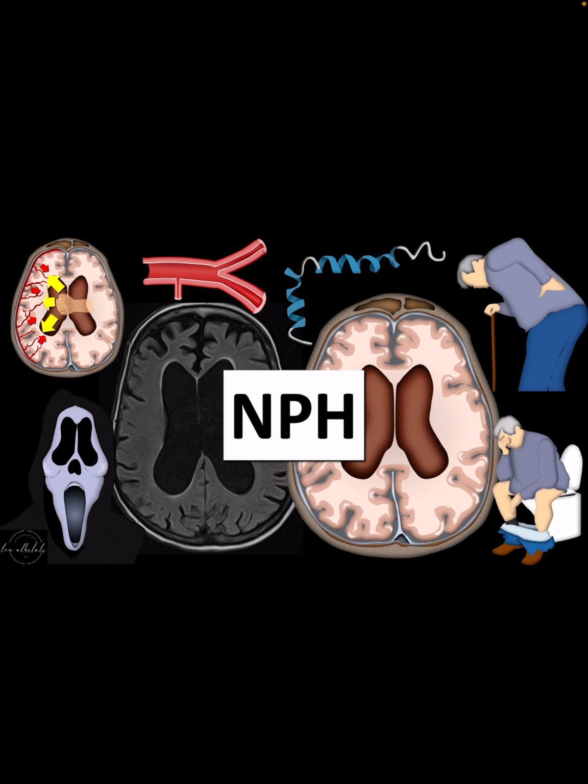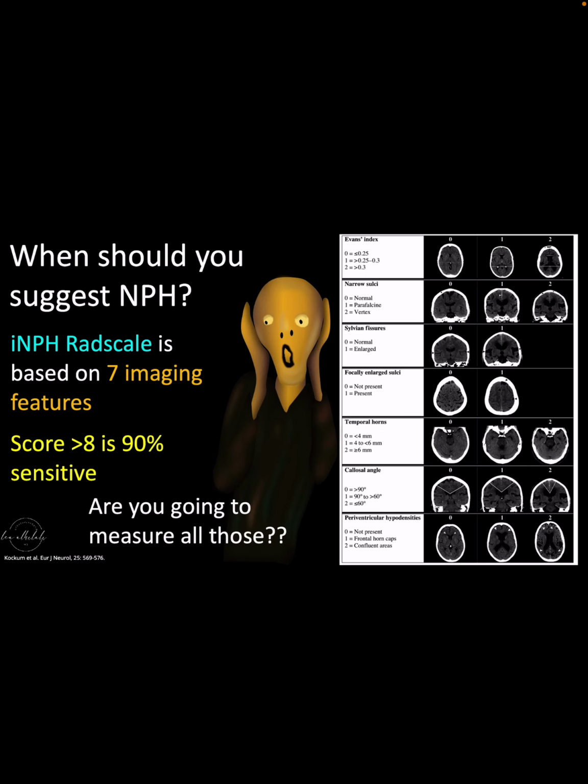But at the same time, many people have large ventricles related to volume loss, so you don't want to be overcalling it either. So how do you make sure you're not undercalling or overcalling? There is an NPH-RAD scale, which scores 7 different imaging features, and if you get a score above 8, then it's very likely you have NPH. But no radiologist in clinical practice is going to take out calipers and evaluate 7 different imaging findings on every dementia MRI. And also, it actually doesn't help predict who's going to respond to shunting.